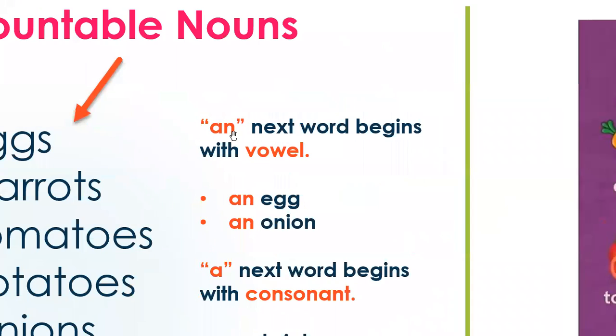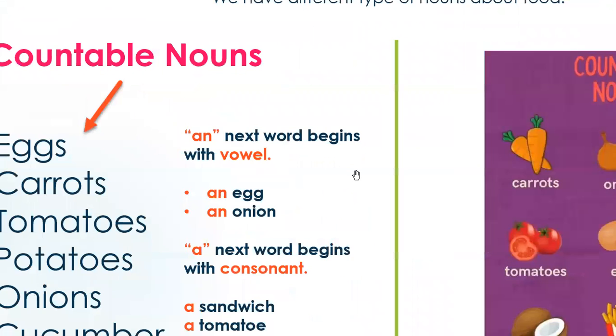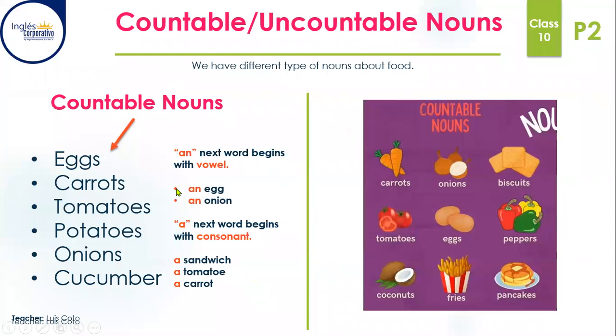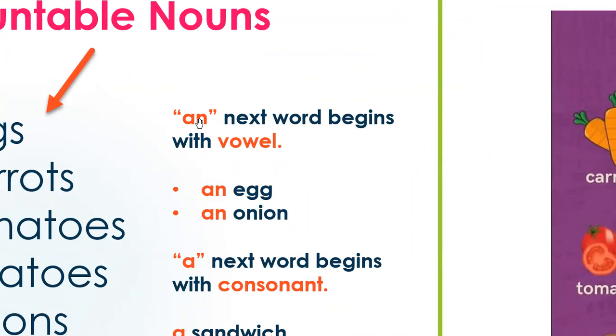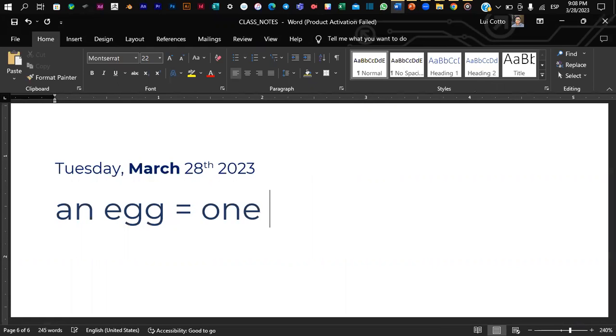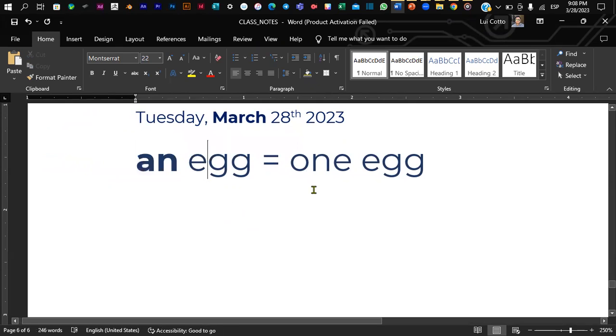All right, let's see. In this part it says the next word begins with a vowel. How do I say I cook and I have one egg? How do I say one egg? You can use the word an, because an is for singular. And an egg is the same as one egg. This is the article and this is the number. But both things are the same.